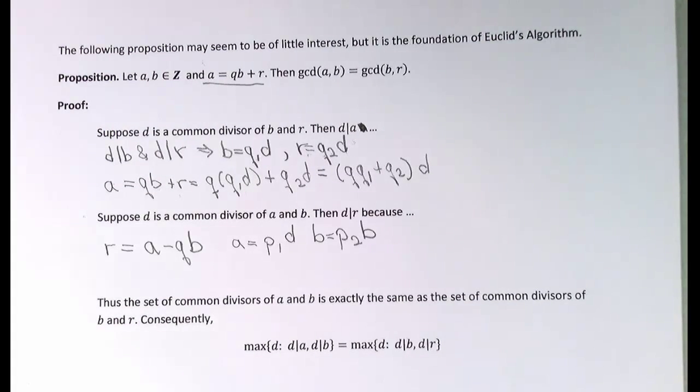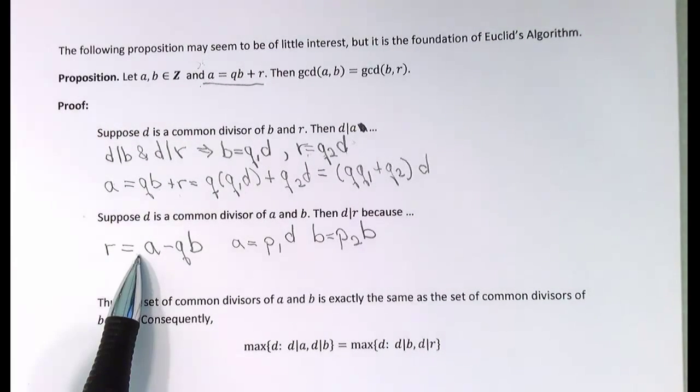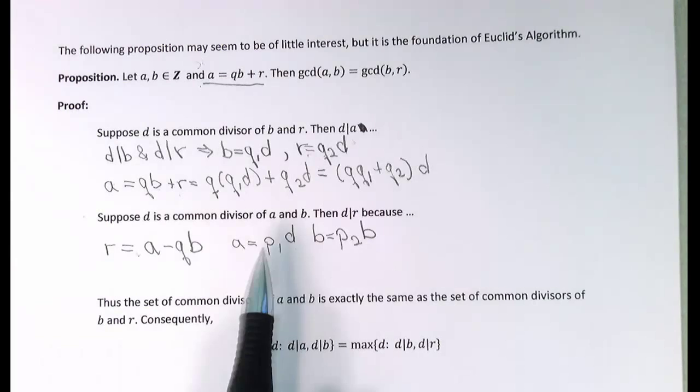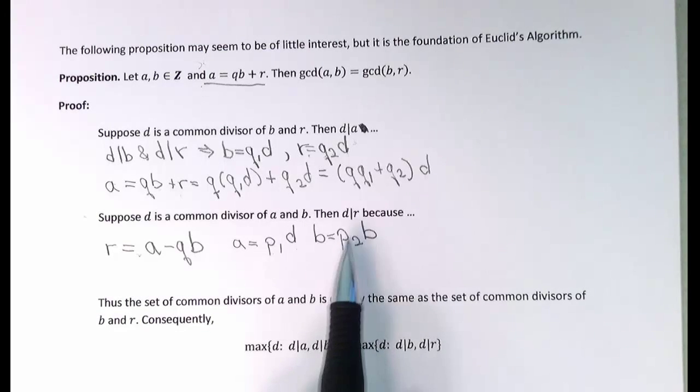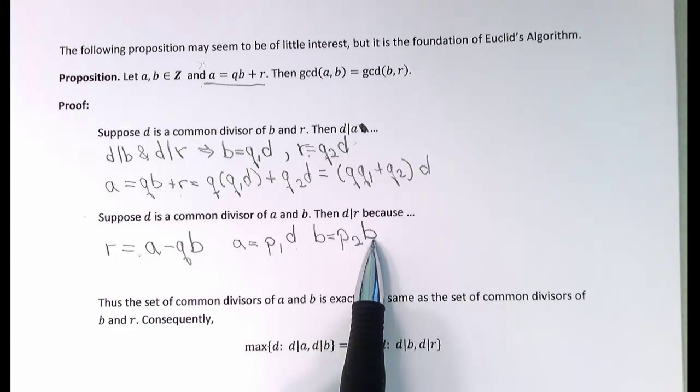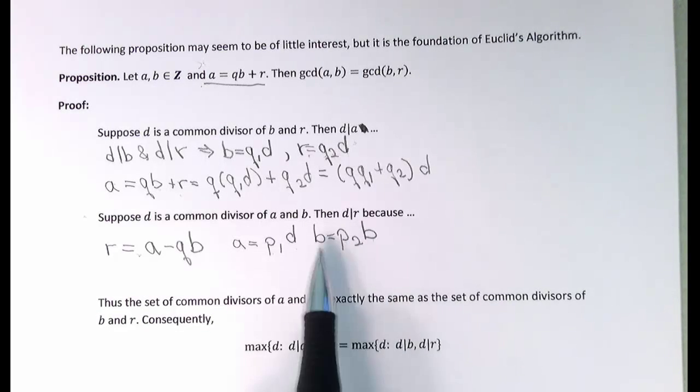Suppose now that d is a common divisor of a and b. We begin by solving this equation for r. Since a is divisible by d, there must be an integer p1 so that p1d is a, and similarly an integer p2 so that p2d is equal to b. We can substitute these into this equation.